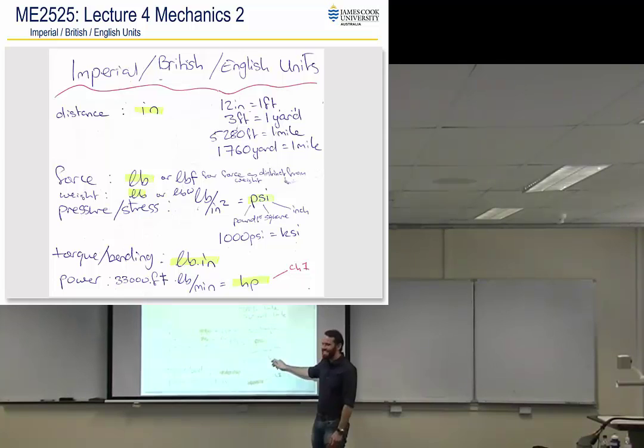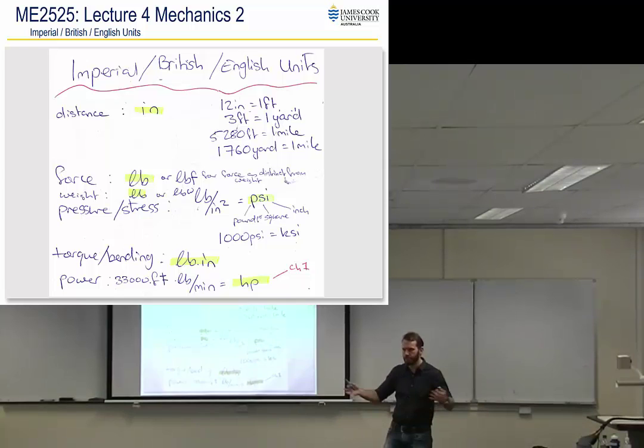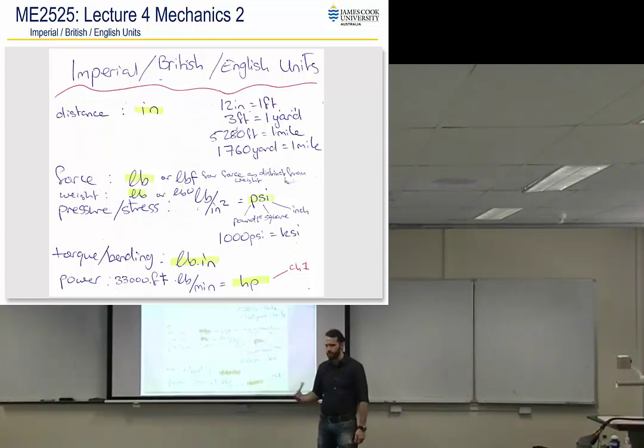KSI is just 1,000 psi. K, kilopascals, kilonewtons, kilograms. K is just 1,000. They could just as easily say KPSI, but they drop the P because they're lazy. So if you get something in KSI, make sure you always boil it back to PSI for the calculations.